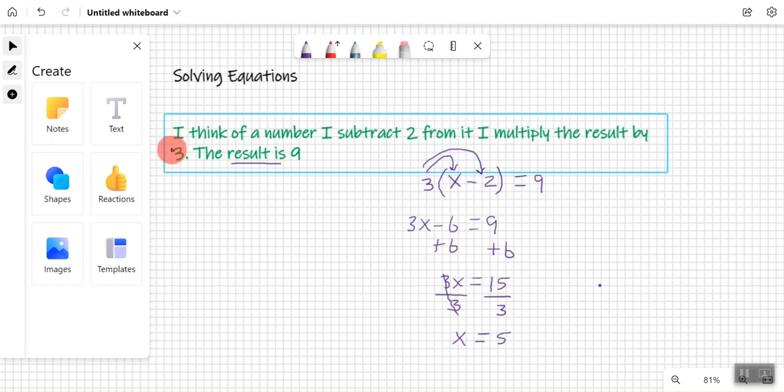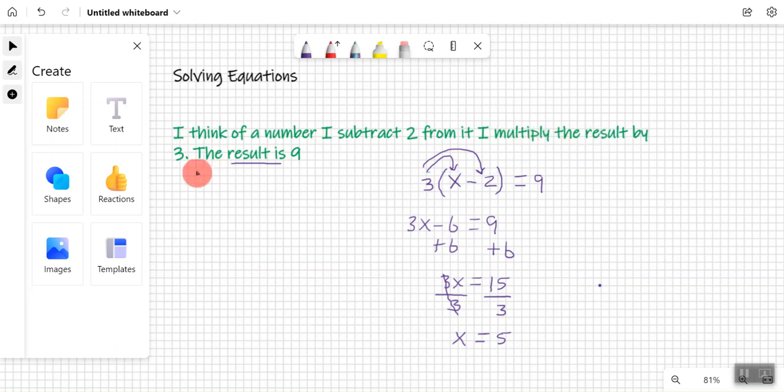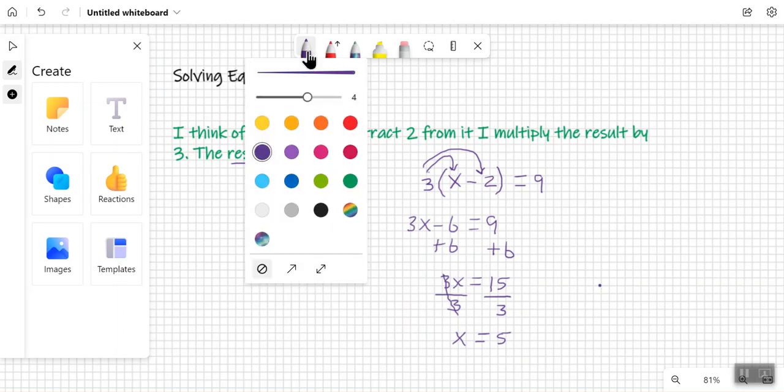So again, going back to our question: I think of a number, I subtract 2 from it, I multiply the result by 3, the result is 9. So therefore the number is 5. And what we can do is show this by taking this value of x and substituting it back into this expression here to show that it is the correct value. And I'll do this here just in a different color.